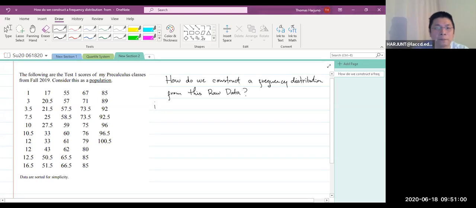The first step, find the range. Range is defined to be the maximum minus the minimum. Okay, so in this example here, the range will be 100.5 minus 1, that's 99.5.